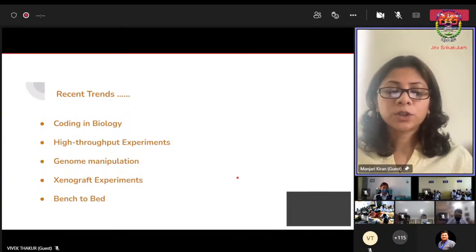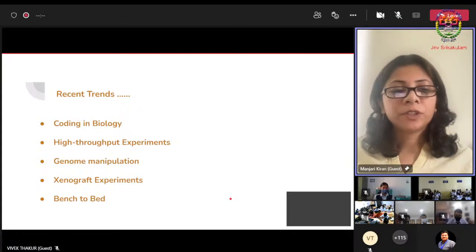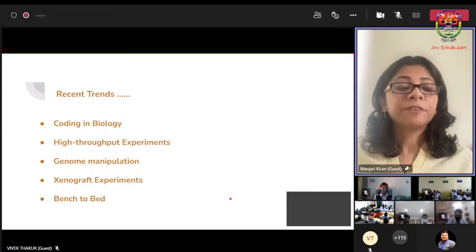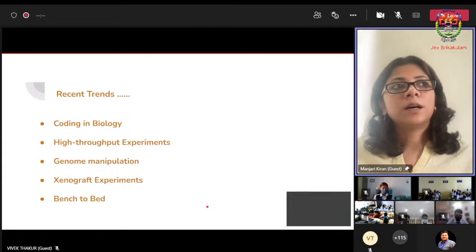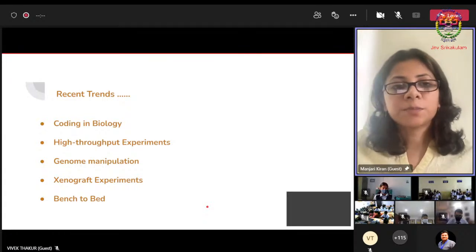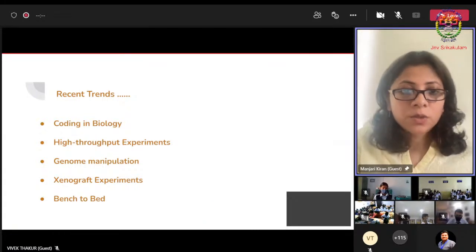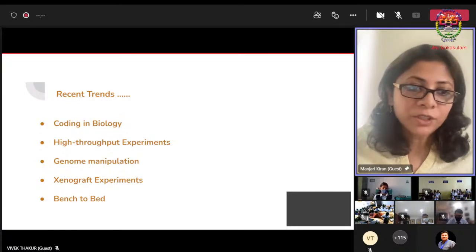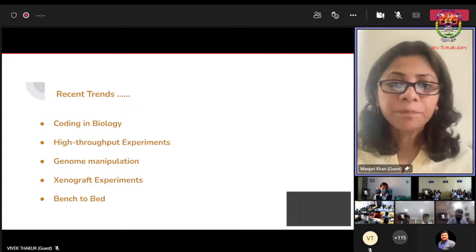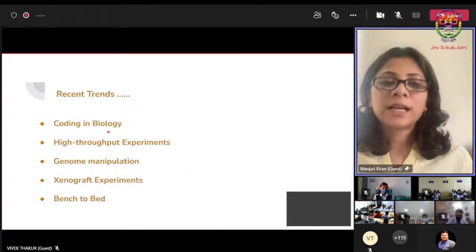My last slide shows the recent trends in biological research, where you can think of designing your project or reading more papers. Because of the availability of lots and lots of data and different databases, one trend which has been growing for many years and will be in demand in future is coding in biology. If you're interested in learning a programming language like C, Perl, or Python, start taking those classes.